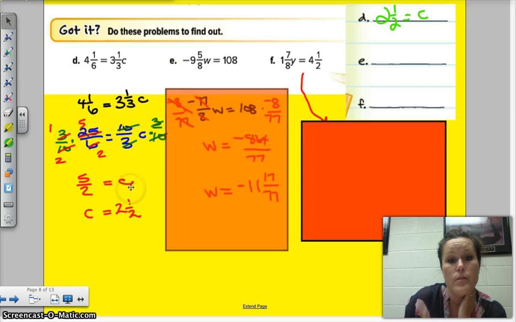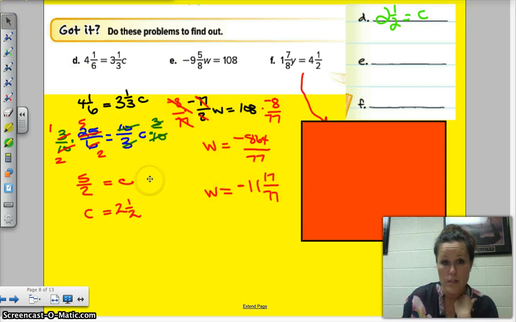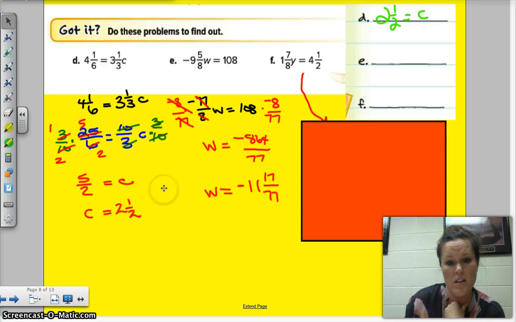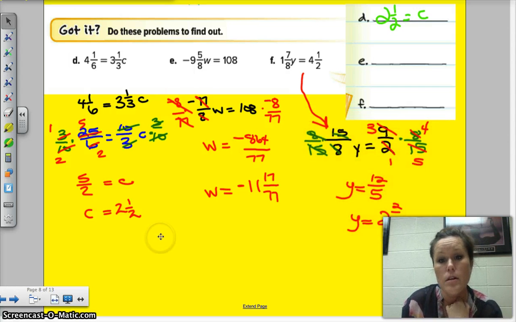In E, again, make those into improper fractions, then multiply by the reciprocal. This one's kind of a big yucky number, but it's right. -11 and 17/11. And last, make them into improper fractions, multiply by the reciprocals. Again, you can see how I simplified before I multiplied there. Y equals 2 2/5.